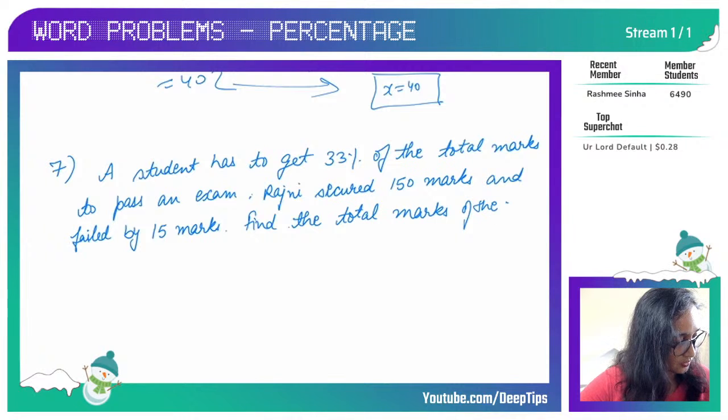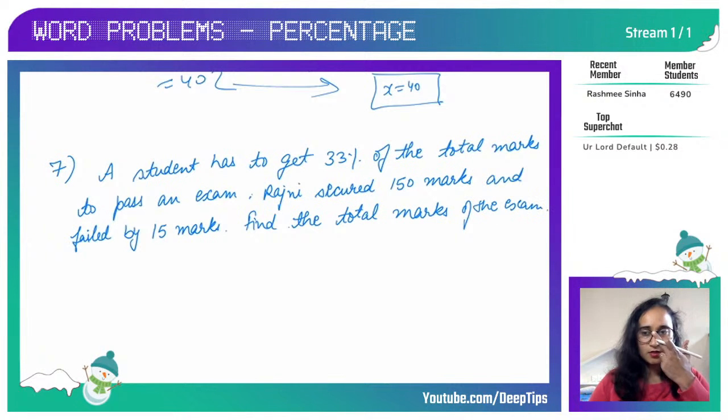Of the exam. Okay, अब ये क्वेश्चन ध्यान से सुनिए. तो इस क्वेश्चन में किसी भी स्टूडेंट को एग्ज़ाम में पास होने के लिए चाहिए 33% मार्क्स. जितने भी टोटल मार्क्स हैं उसमें बच्चे को पास होने के लिए 33% मार्क्स चाहिए. बट एक स्टूडेंट के आए 150 मार्क्स और वो फेल हो गई कितने मार्क्स से? 15 मार्क्स से. तो बताइए कि एग्ज़ाम का जो टोटल मार्क्स थे वो कितने थे.